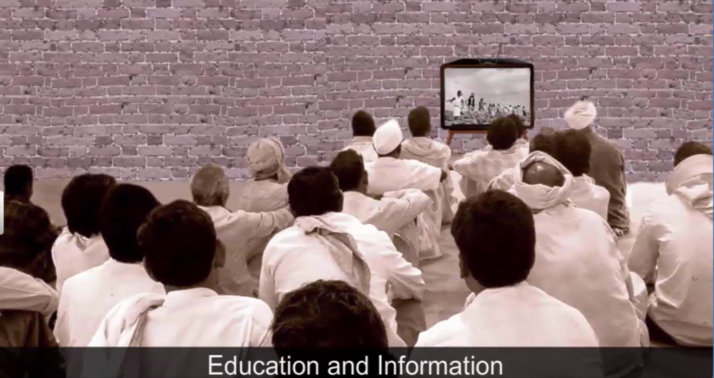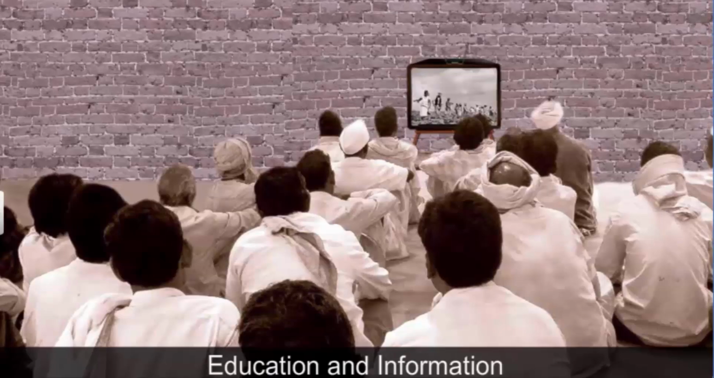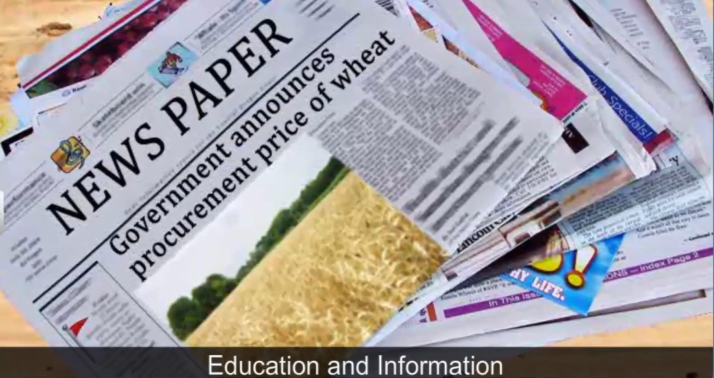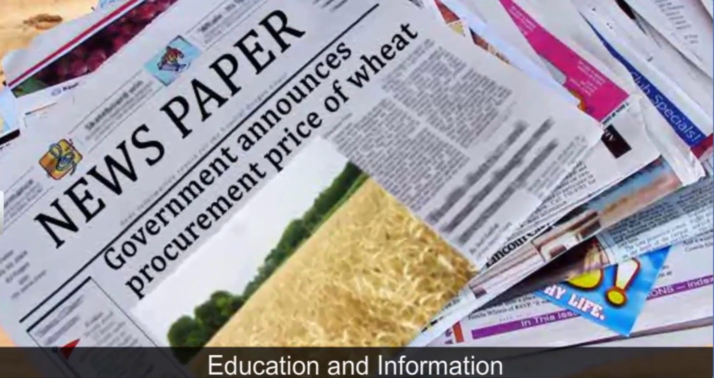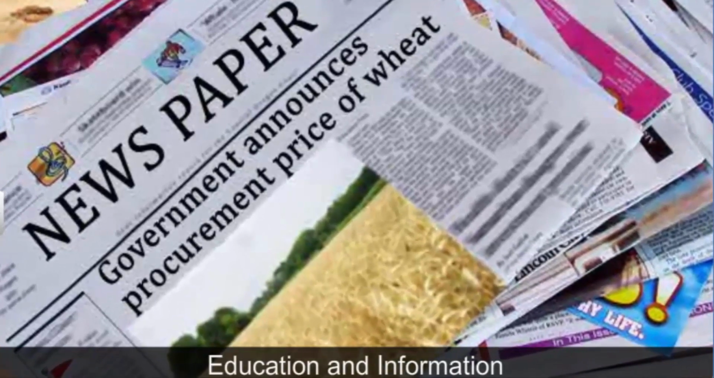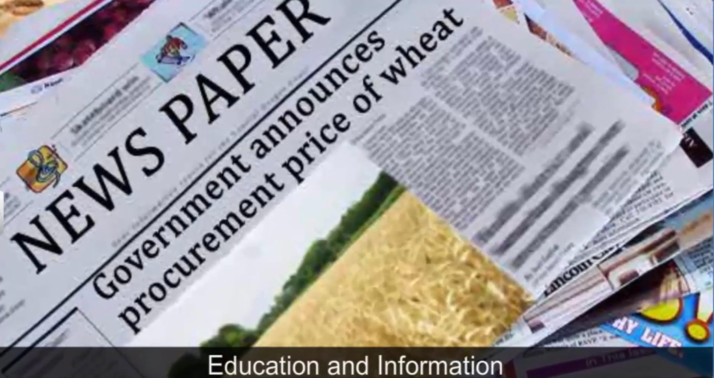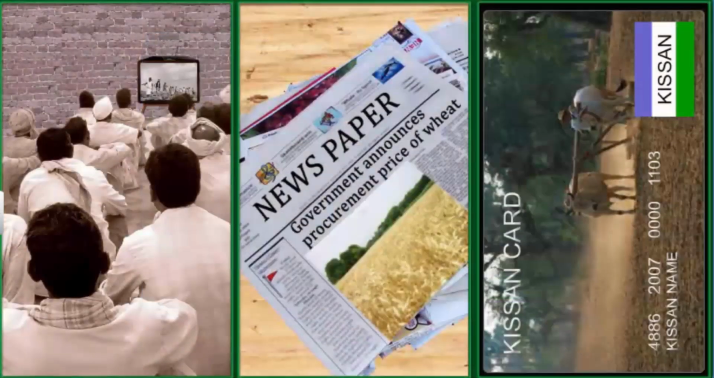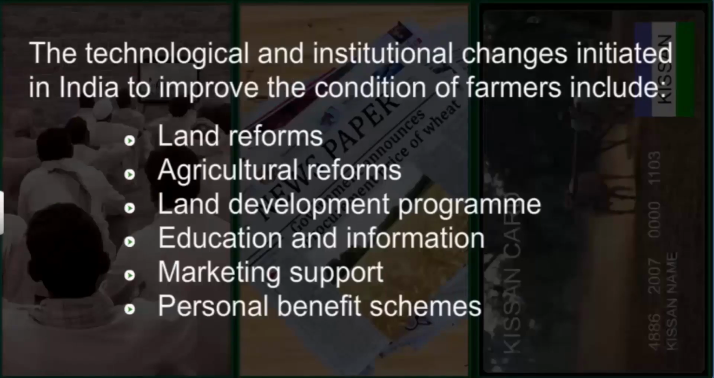The government also started broadcasting radio and television programs to educate farmers about new techniques of agriculture and give them prior warning about weather conditions. To stop the exploitation of farmers by middlemen, the government announced the procurement, remunerative and minimum support prices of all the major crops in India. The government also launched personal benefit schemes for farmers, like the Kisan Credit Card and the Personal Accident Insurance Scheme.